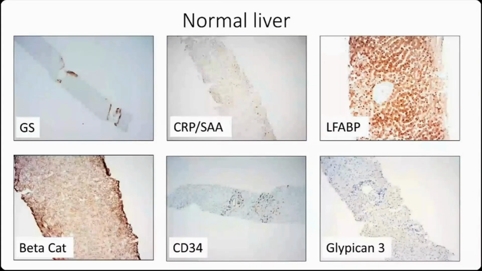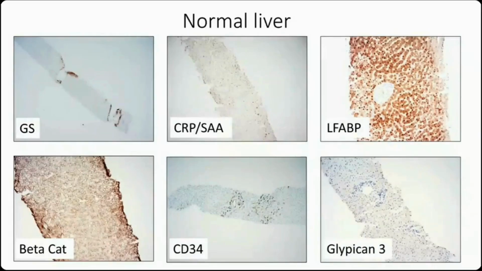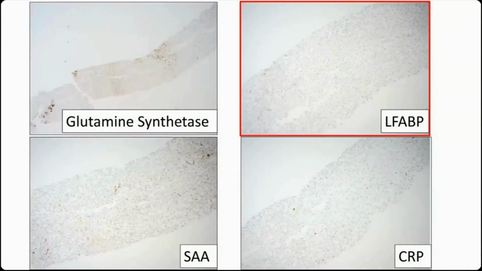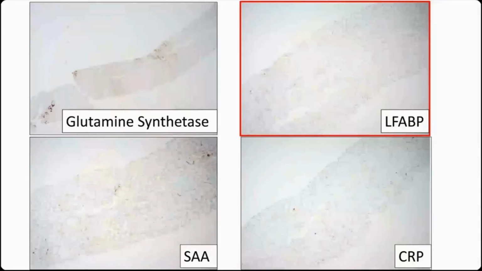I'll just recap the features of normal liver, and it's really to show you what we're missing. And so this liver has unremarkable glutamine synthetase staining, negative serum amyloid A and C-reactive protein. Liver fatty acid binding protein is negative in this liver. So let's have a look again. And yes, liver fatty acid binding protein is negative. So this is a hepatocellular lesion, bland hepatocellular lesion. We're not worried about any malignancy, and it's lost liver fatty acid binding protein. Does anyone want to have a guess at what this might be?